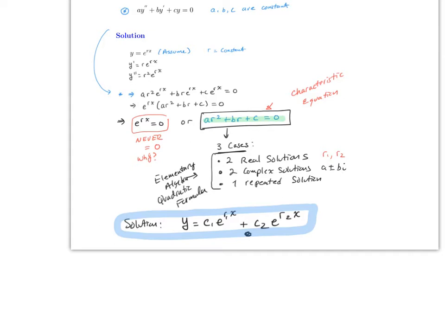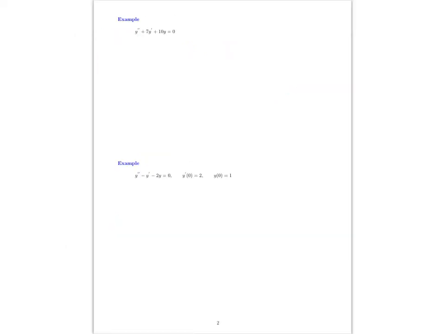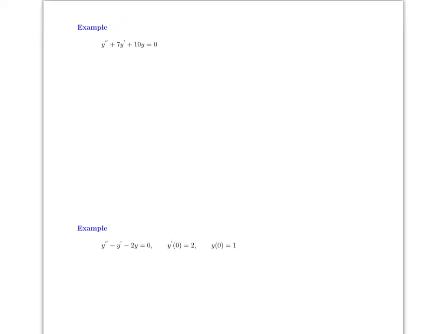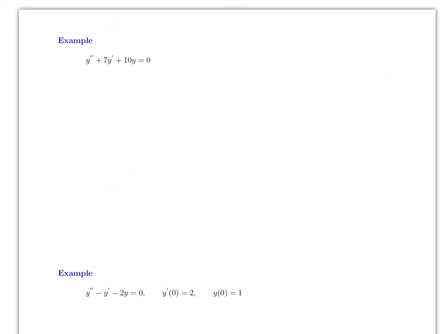All right, so now we're going to do an example where this happens, then where this happens, and then where this happens. Okay, so let's try this example. So the first thing you have to do all the time when you're dealing with these equations is to find the characteristic equation. And like you saw from the last page, the characteristic equation is just going to be ar squared plus br plus c is equal to 0.